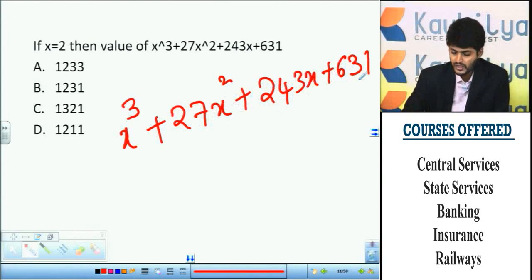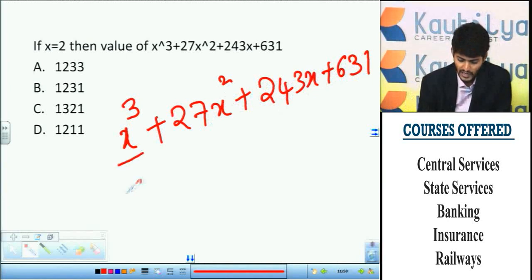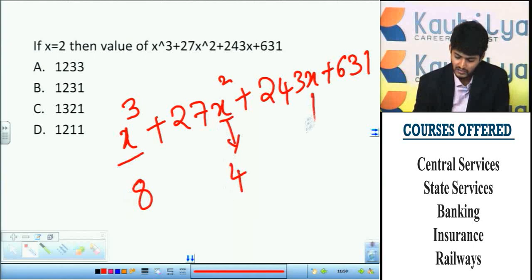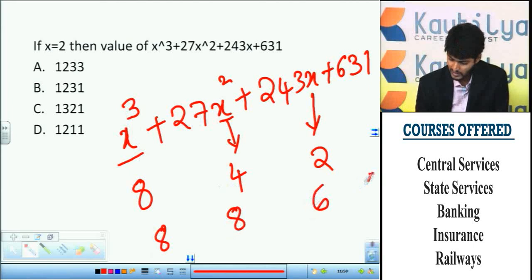I look at the options and observe that the value of x is equal to 2. So I understand x cube will end with 8, because 2 cube is nothing but 8. Now x square will end with 4, because x is again ending with 2. So if I am looking at this calculation, the first part is ending with 8. 27 into 4 is what I am going to get. So 7 into 4, the last digit would always end with 8. Similarly, 3 into 2 would always end with 6, and this number is ending with 1.